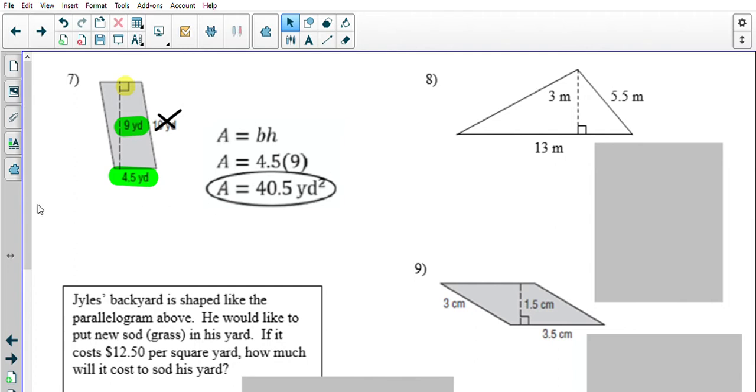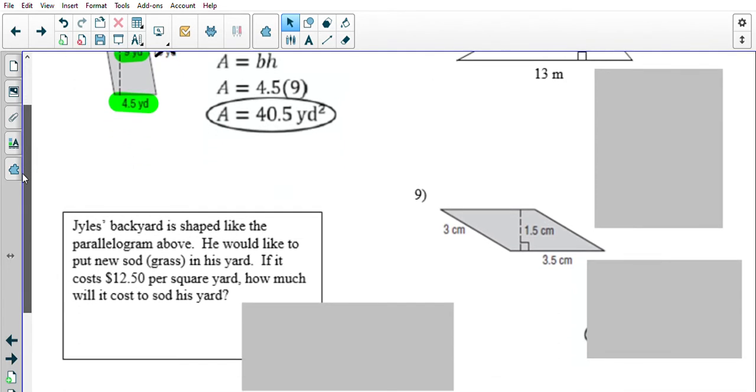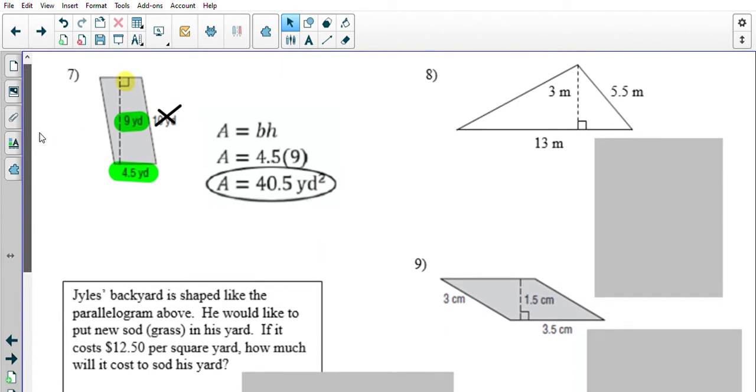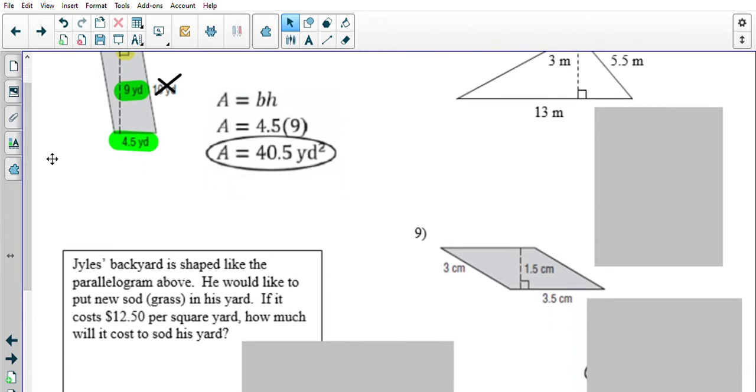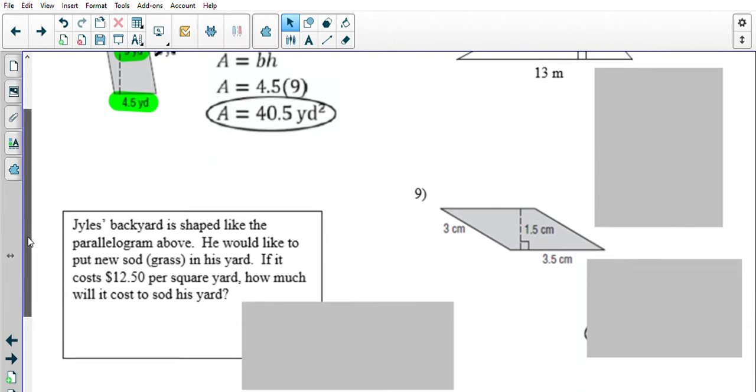Now, underneath that, there's a question I want to take a look at before we move on to numbers 8 and 9. So it says, Giles's backyard is shaped like the parallelogram above. Really weird shaped backyard, I guess. He would like to put new sod, which is grass, in his yard. If it costs $12.50 per square yard, how much will it cost to sod his yard? Well, let's keep in mind that this yard is 40.5 square yards big, and we know it's $12.50 per square yard. So what do you think we're going to do to find our solution here?